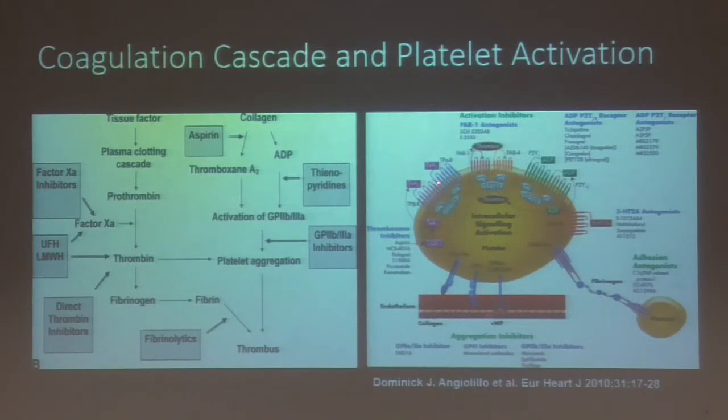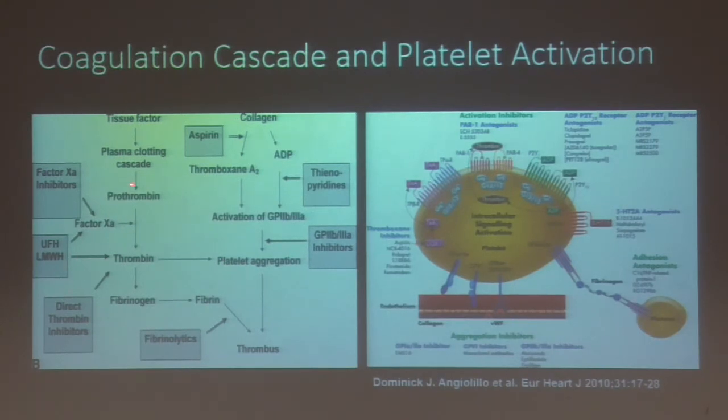TXA2, ATP, and thrombin are presented to the surface of the platelet, and all these factors will increase platelet attachment. The ATP also has different receptor types, P2Y12 and P2Y1. And when the ATP receptor is activated, it can also increase thrombin presentation on the surface of the platelet and increase platelet aggregation.